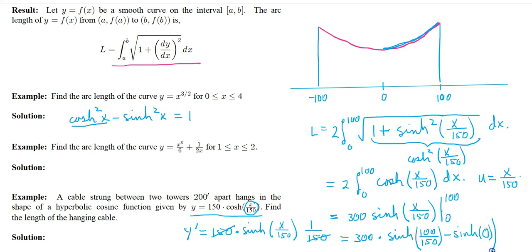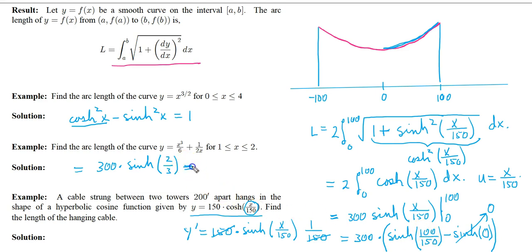I'll just move the 300 away from the evaluation of this portion. So we get 300 times the sinh of 100 over 150 minus the sinh of 0. Now remember the sinh of 0, that is 0 if you think back to how the sinh is defined. This is 0. And we end up with our answer, which I will put over here. And there's our answer. 300 times the sinh of 2/3. 2/3, of course, coming from 100 over 150.